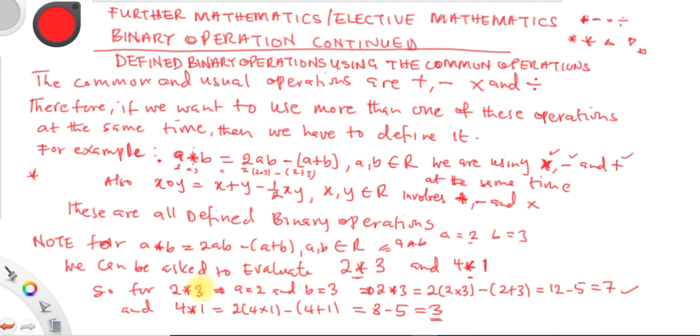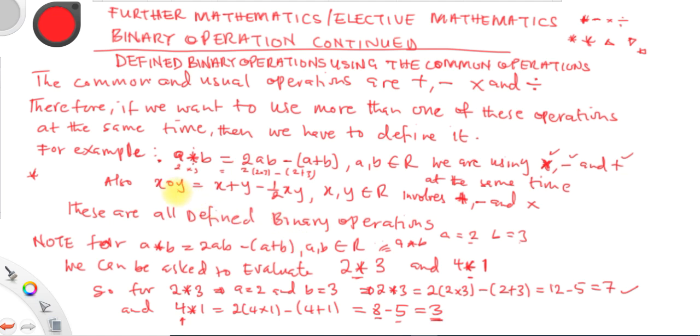And then we can also be asked to find 4 star 1. So 4 star 1 means that A is equal to 4 and B is equal to 1. So A star B is 2AB minus A plus B. In this case, 4 star 1 is equal to 2 times 4 times 1 minus 4 plus 1. 4 times 1 is 4. 2 times 4 is 8. So we get 8 minus 4 plus 1, which is 5, which is equal to 3. This is very simple. It's not difficult at all.